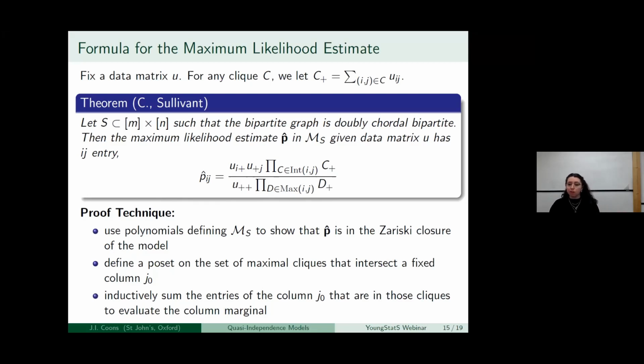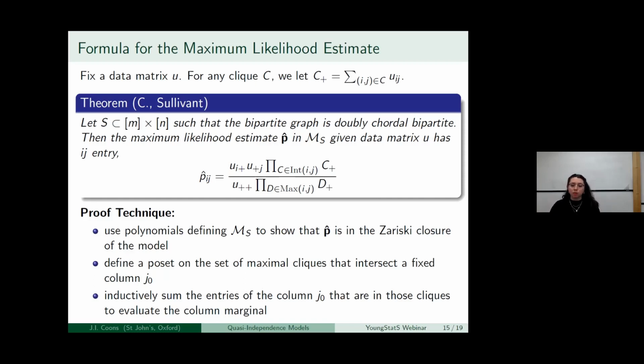So first of all, we need to show that this lies in the model, but we know what the Markov bases of these models look like, so we can plug this MLE into the known generating sets for this ideal and show that p hat does indeed lie in the Zariski closure of the model.